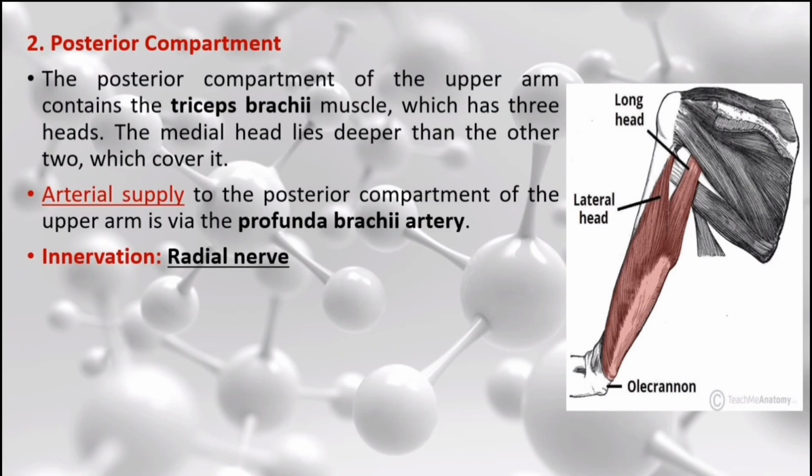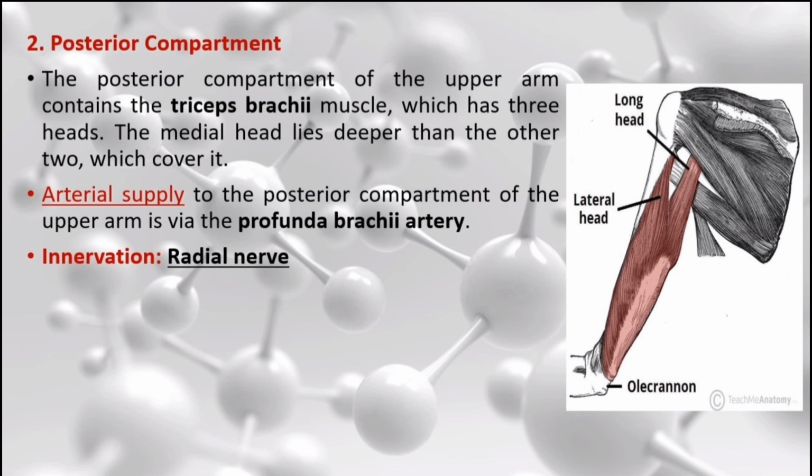Posterior compartment. The posterior compartment of the upper arm contains the triceps brachii muscle, which has 3 heads. The medial head lies deeper than the other 2, which cover it. Arterial supply to the posterior compartment of the upper arm is via the profunda brachii artery.